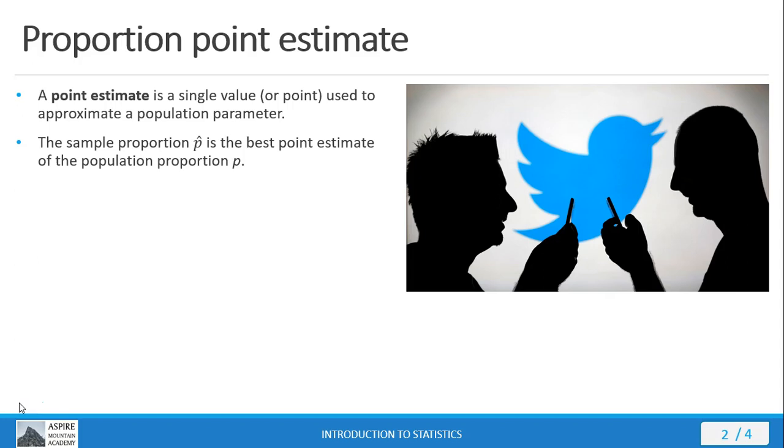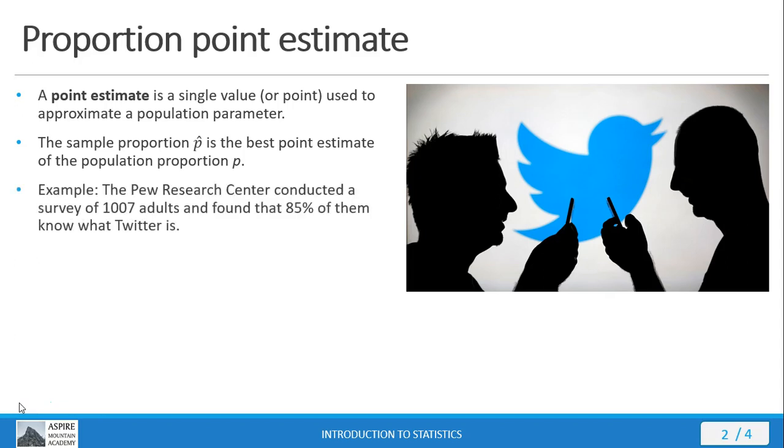Remember that proportions are unbiased estimators, so the sample proportion is likely to target the population proportion, and it's for that reason that the sample proportion is the best point estimate for the population proportion.